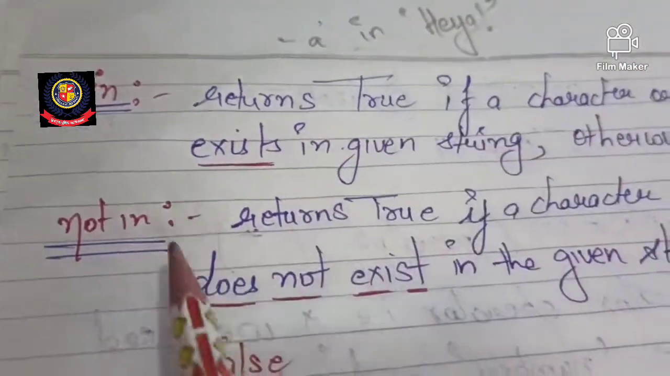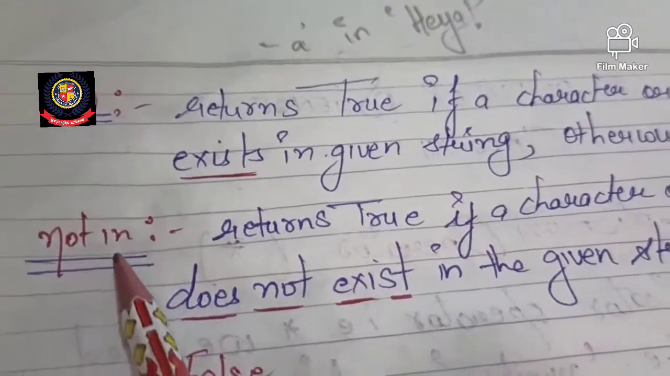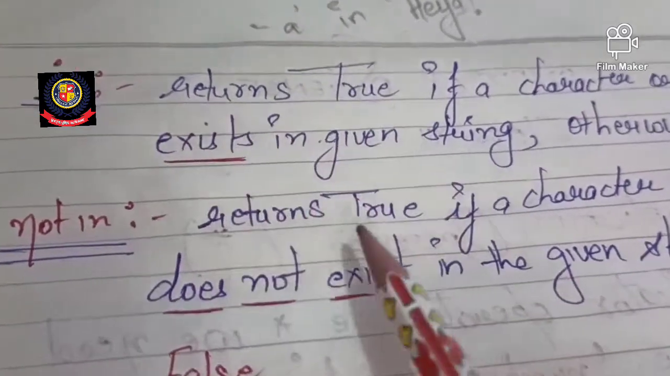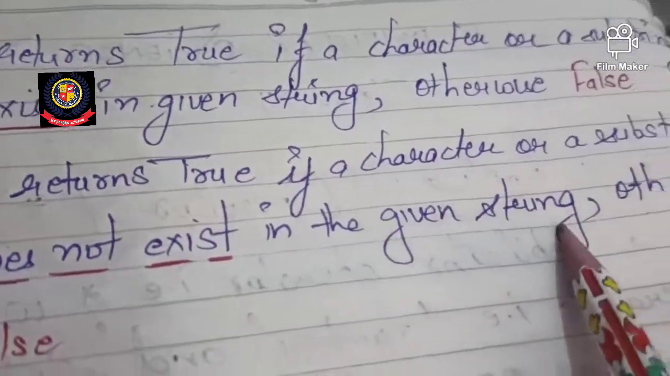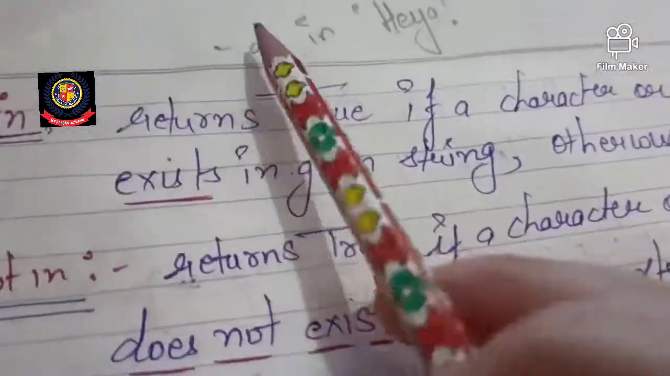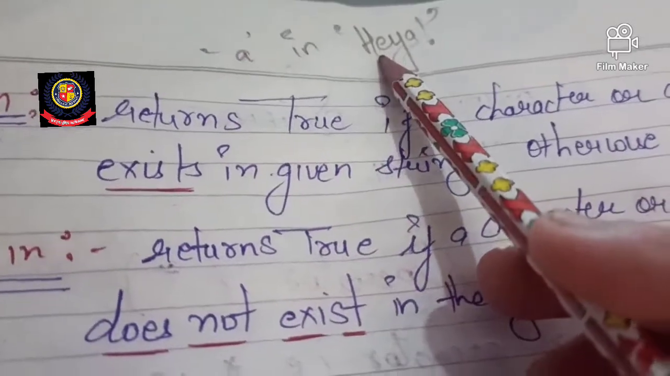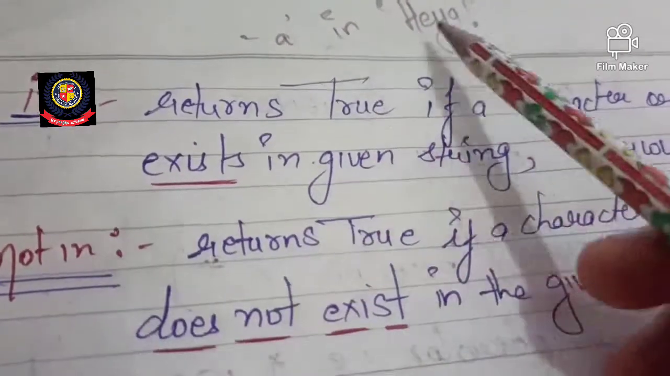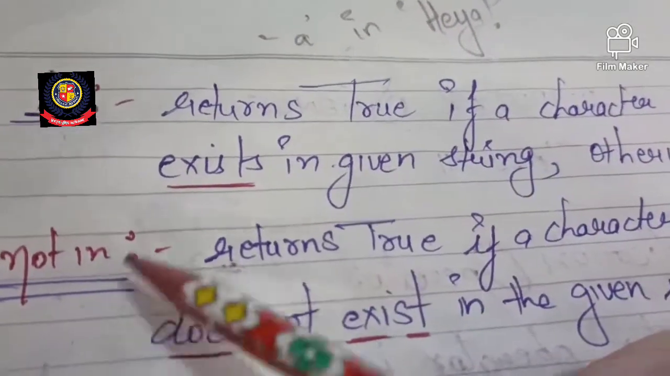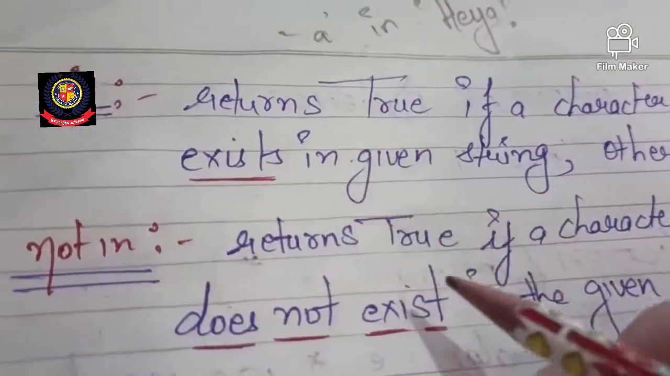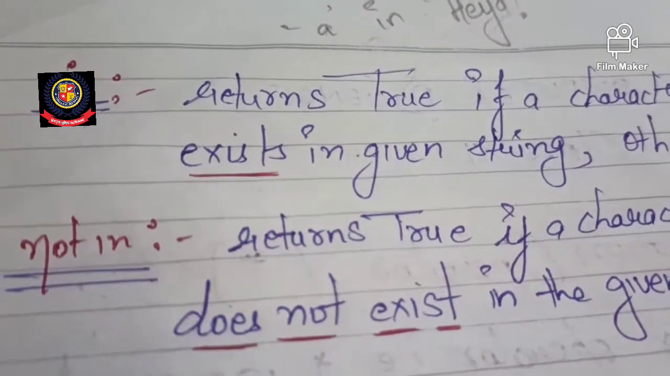Okay, so now what happens in not in? It is basically the reverse of in. It returns true if a character or a substring doesn't exist in the given string, otherwise false. If that character doesn't exist in it, then in case of not in it gives the value true, and if it exists, then in case of not in it generates the value false. Clear?